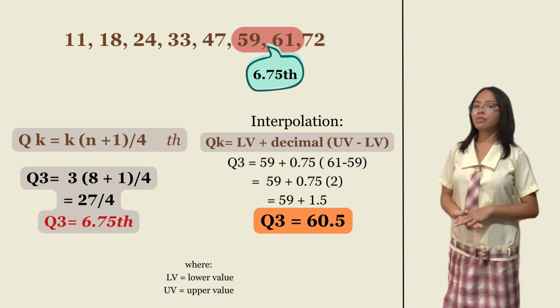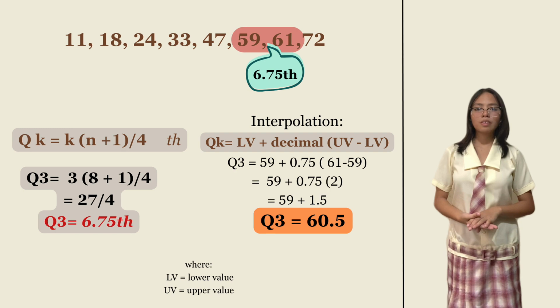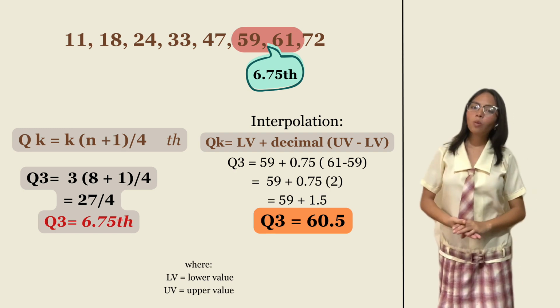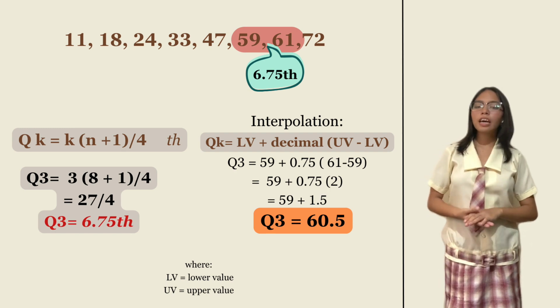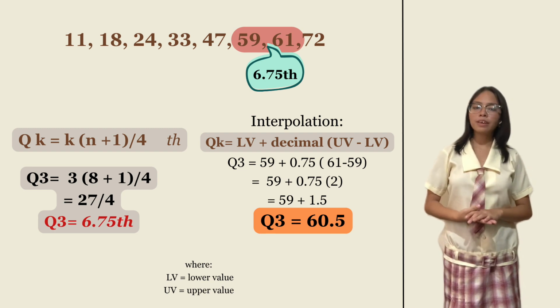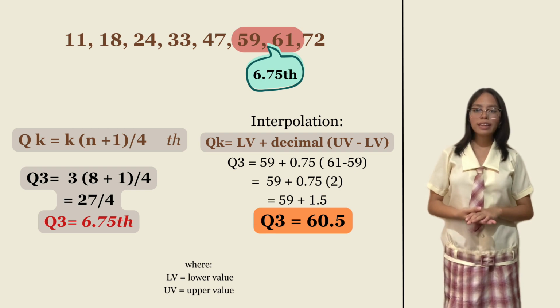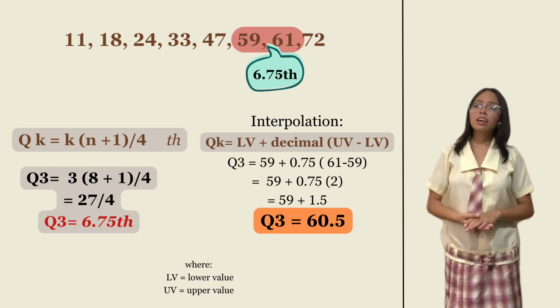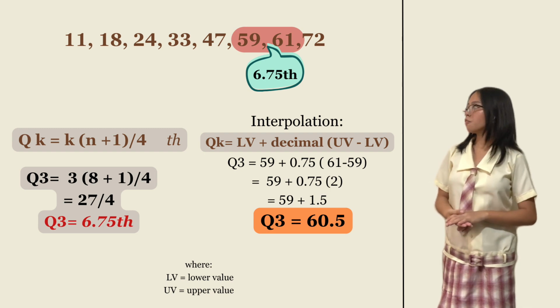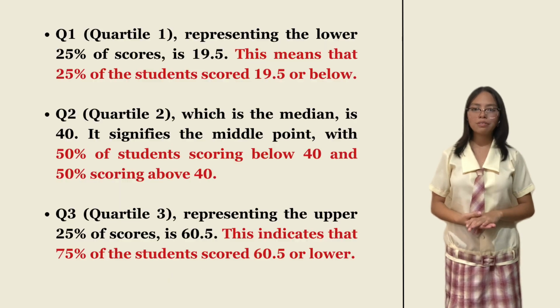So quartile 3 is equal to 59 plus 0.75 times 61 minus 59. 61 minus 59 is 2. And 2 times 0.75 is 1.5. 59 plus 1.5, we get 60.5. Therefore, the value of the rank 6.75 is 60.5. So our quartile 3 is 60.5.